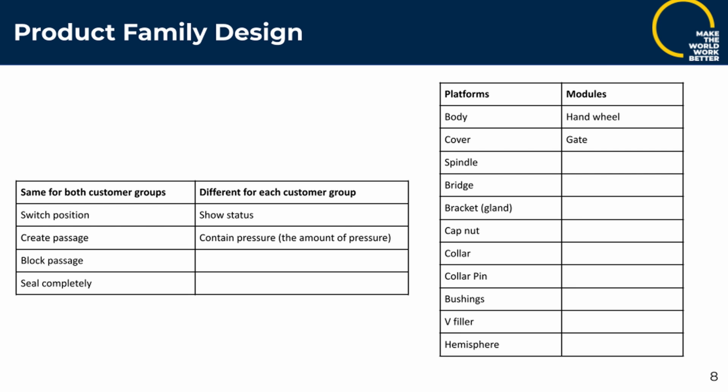Here we have the functional differential table and the component commonality table. In the functional differential table, we see the functions that are the same between the two customer groups: switching positions between open and closed, creating passage, blocking the passage, and ensuring a tight seal that prevents any leakage. For the differences, we have how we show status and how much pressure needs to be contained. For the component commonality table, the components that need to be modular are the hand wheel and the gate. Everything else can be the same between the two customer groups.